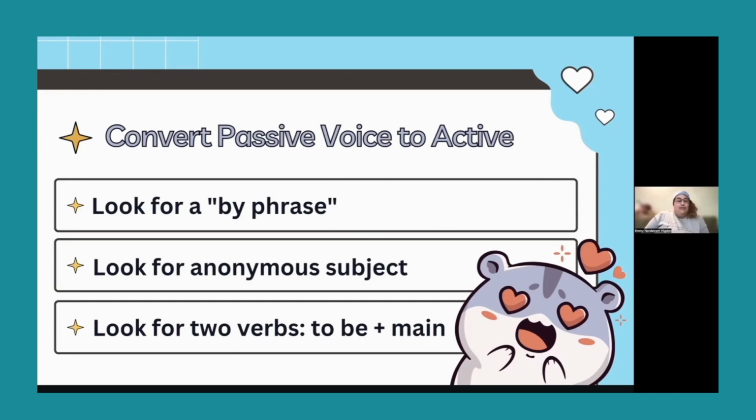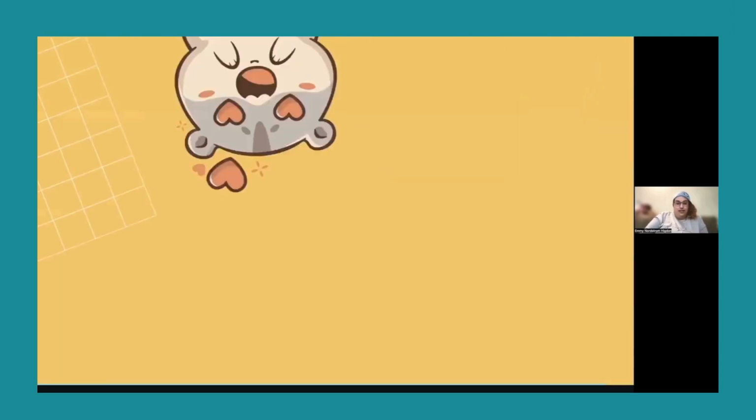The other one is if there is an action, but no subject is identified. Then that's a really easy way to tell, oh, this is in passive voice. I need to stick a subject in there somehow. It doesn't necessarily need to be the character's name, but it'll identify who is performing the action. And then the other one is to look for two different verbs. If your sentence has a form of the verb "to be" in it, and then also your main verb, that's also a good hint that you're probably in passive voice.